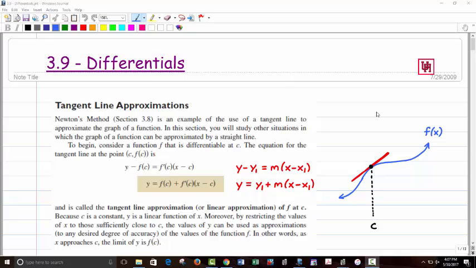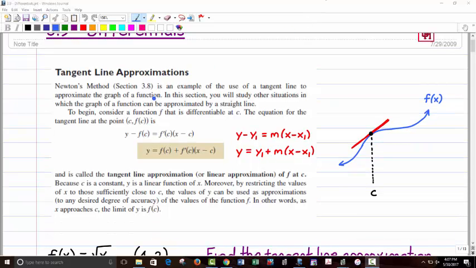Hello, this video is entitled Differentials. Now, the first thing before we get to differentials, we're going to talk about what's called a tangent line approximation. Now, in my class, I no longer cover Newton's method, so don't worry about that, but that's okay. Now, let's see.